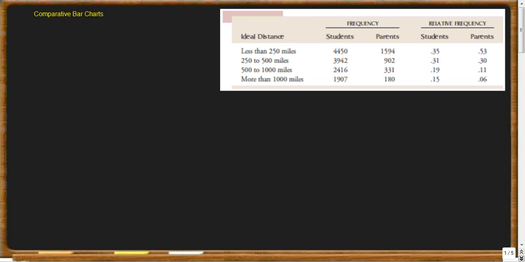Okay, all right. So now we're going to look at actually constructing some different charts based on categorical and numerical data. Here we have a chart that is based on the ideal distance for parents and students, what they would consider to be that. So we're going to make this graph.